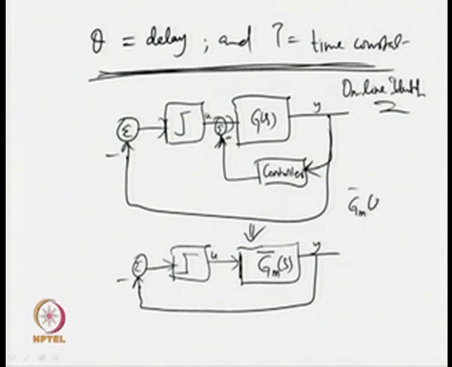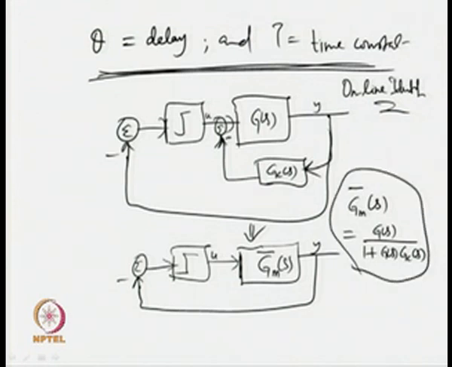GM bar S can be obtained, when the controller dynamics is given by a transfer function GC(S), as GM bar S equal to G(S) divided by 1 plus G(S) GC(S). So, these things are very simple and you can easily obtain the expression for GM bar S. So, the modified dynamics of the process that the relay sees or experiences is given by GM bar S.